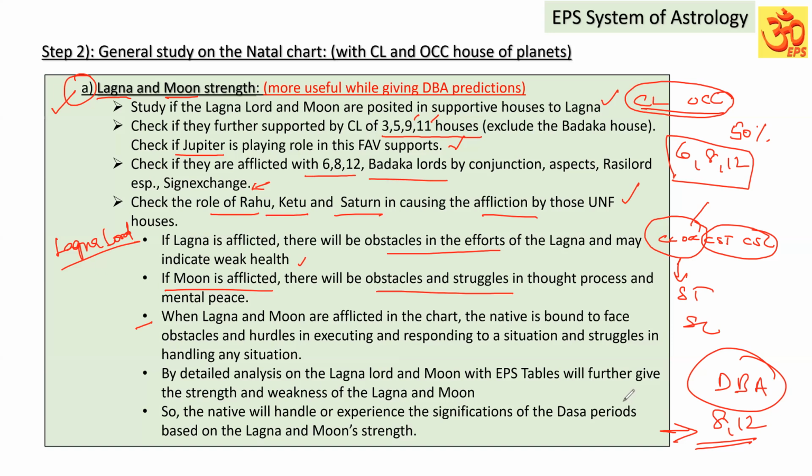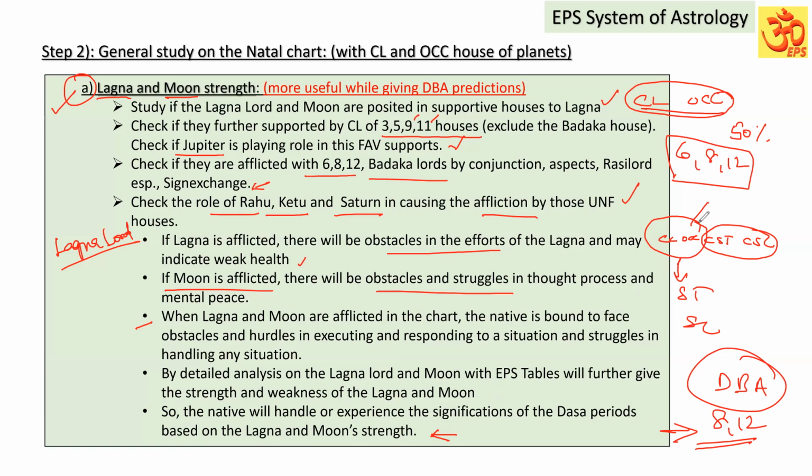we have to give the predictions based on the strength of the Lagna and Moon only. If Lagna and Moon are completely unfavorable, weakly placed or afflicted by other planets, especially with the 6-8-12 grouping, and also afflicted by malefic planets, it means we have to guide them properly accordingly. So the native will handle or experience the significations of the Dasa periods based on the Lagna and Moon strength only. Anyway, detailed analysis of the Lagna Lord and Moon with the EPS tables will further give the strength and weakness of the Lagna and Moon.